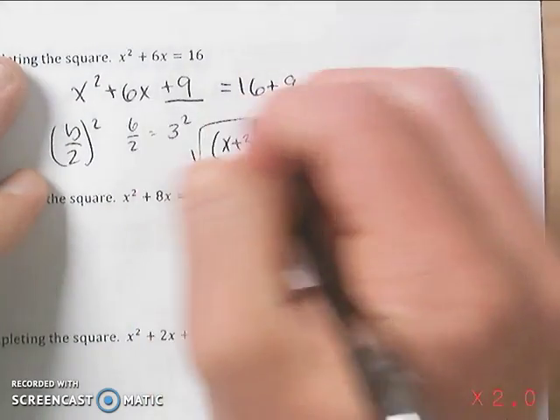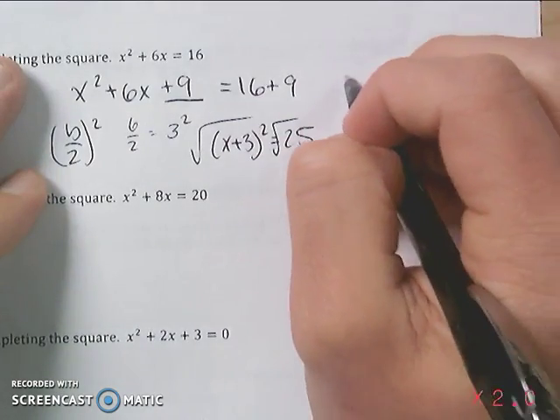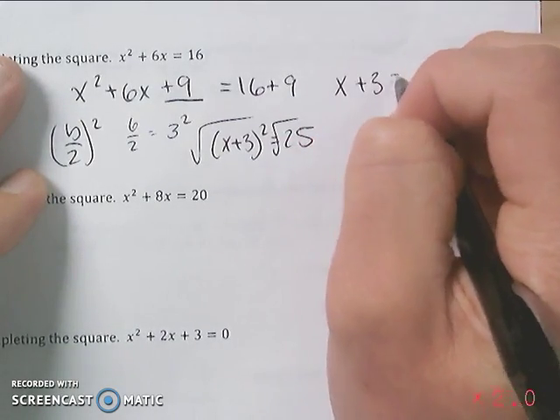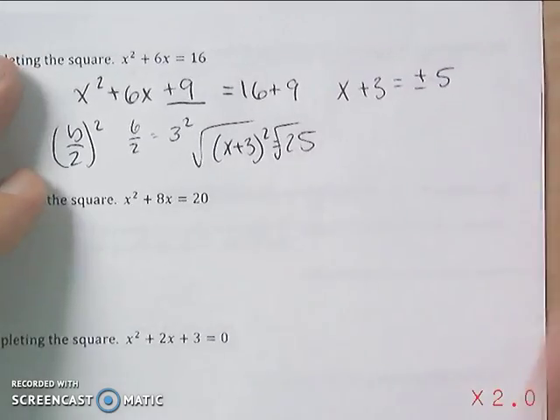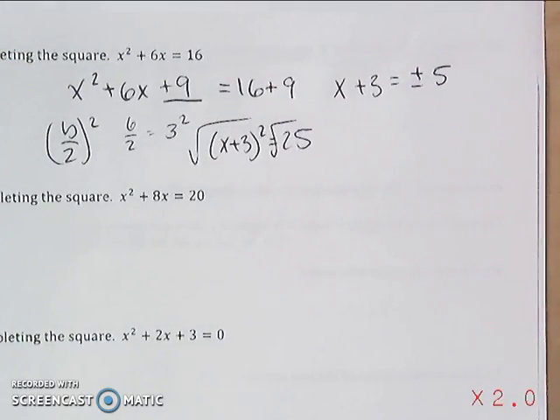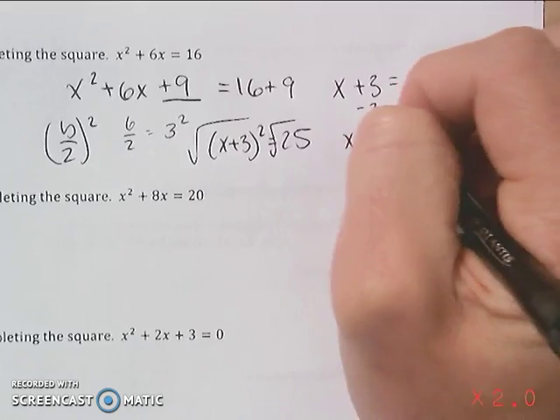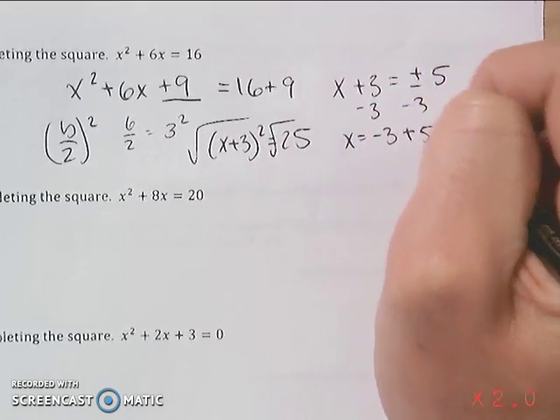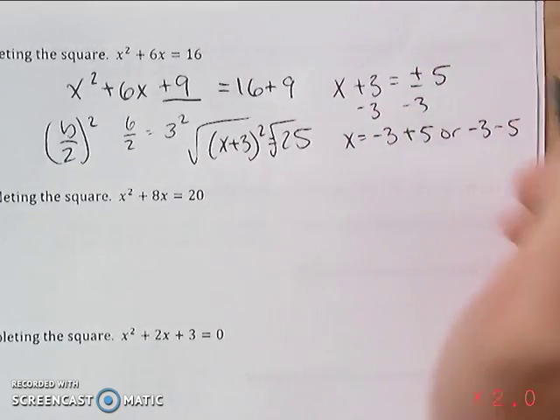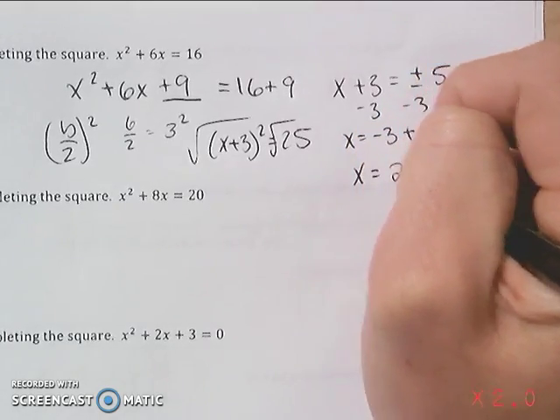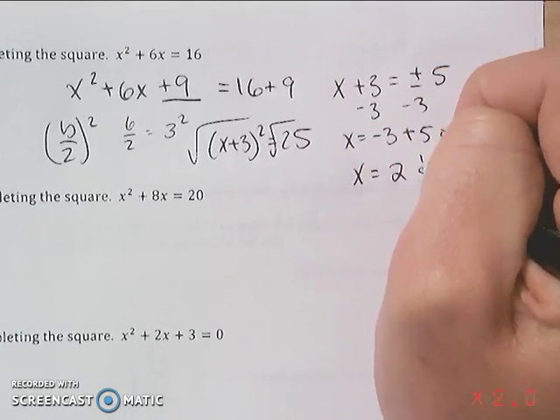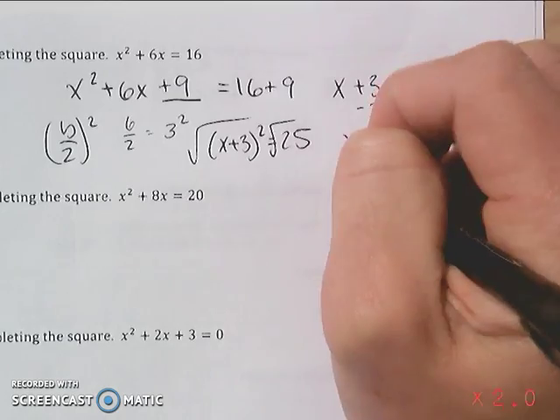Square root both sides to get rid of that squared term, and I get x plus 3 equals plus or minus 5. Remember, whenever we take the square root, we have to do plus or minus. Subtract the 3, and we get x equals negative 3 plus 5, or negative 3 minus 5. So I get two answers: 2 and negative 8.